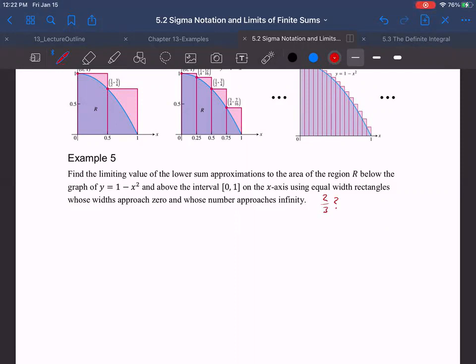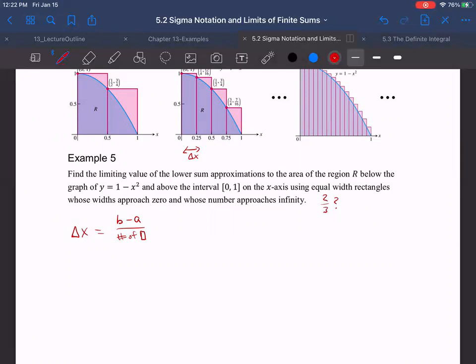So first off, we need our interval width. We need delta x, our little interval width, right? That's this little width up here. Delta x, how much we change in x, how big of a step do we take in x? That's going to be b minus a over our number of rectangles that we want to do.